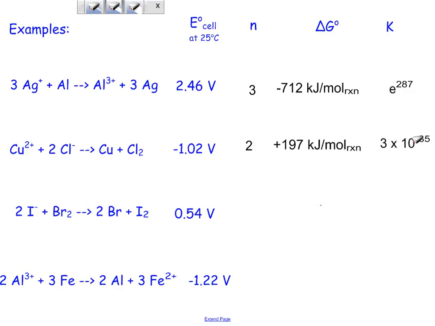This one, because it has a positive delta G, it is non-spontaneous, has a very, very small K, which means if I start this reaction, I'm really not going to see anything happen. So pause the video again and try the next 2.